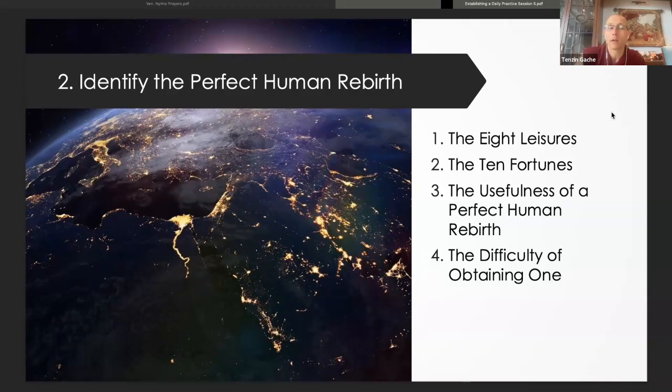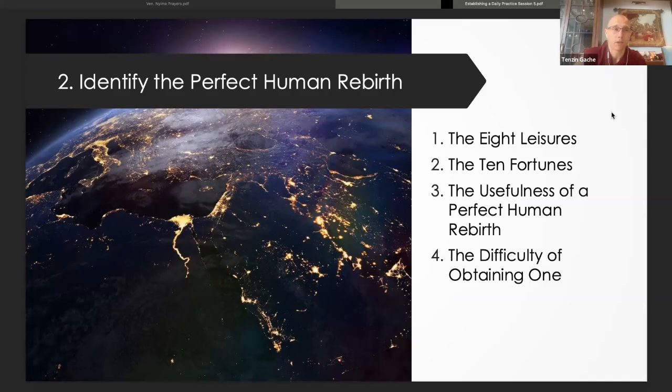There's no reason that we can't do that if we put our minds to it. It's just a matter of making time for it, making it a priority. And then we talk about the difficulty of obtaining one. So that obtaining this human life, we think how incredibly rare this is. It's quite easy if we really think about it.